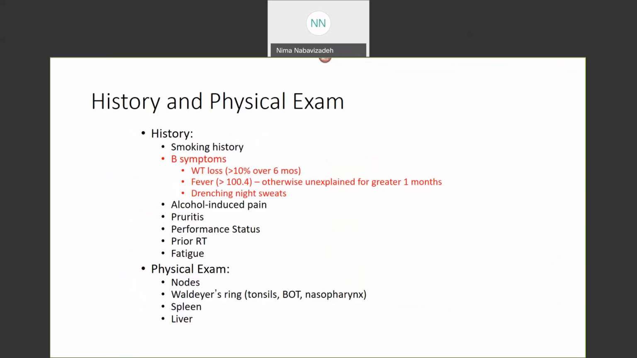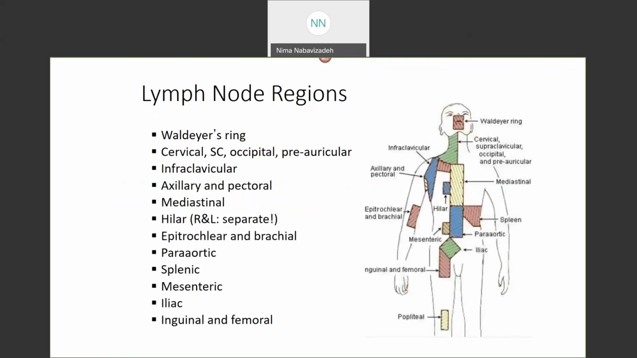So typical history and physical exam for these patients, assessing smoking history is important. We talked about the B symptoms, alcohol-induced pain, pruritus, assessing their performance status, how functional they are, to what extent they take care of their activities of daily living is really important. Any history of prior radiation is important to collect from these patients. And then a thorough physical exam, including all clinically evident lymph node regions is extremely important, as is an abdominal exam assessing the size of the spleen and liver.